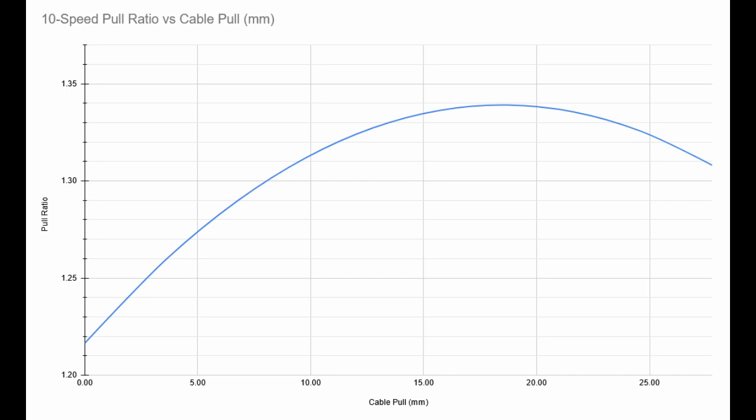In fact, these numbers very closely match those of the SRAM GX 10-speed derailleur. The derailleur has a peak pull ratio of 1.35 at 19.3 millimeters of cable pull.